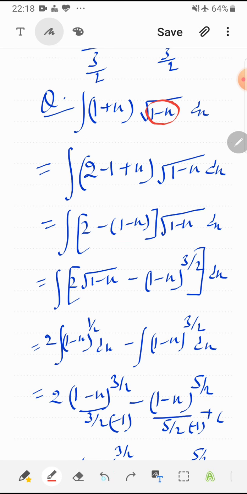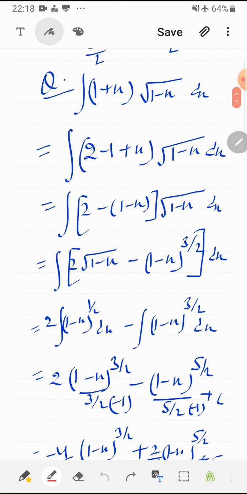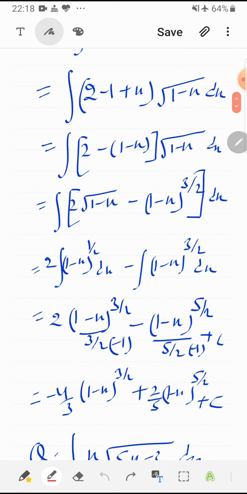Important thing is that when you are integrating this with the power rule, remember to write down this minus 1, which is the derivative of 1 minus x. So the same applies here.